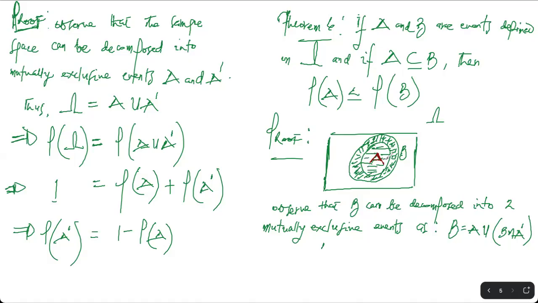That's the whole idea. And so the set B can be decomposed into some mutually disjoint, mutually exclusive events A and then B intersection A prime, right? And because these two events are mutually exclusive, it means that we can apply our axiom 3.